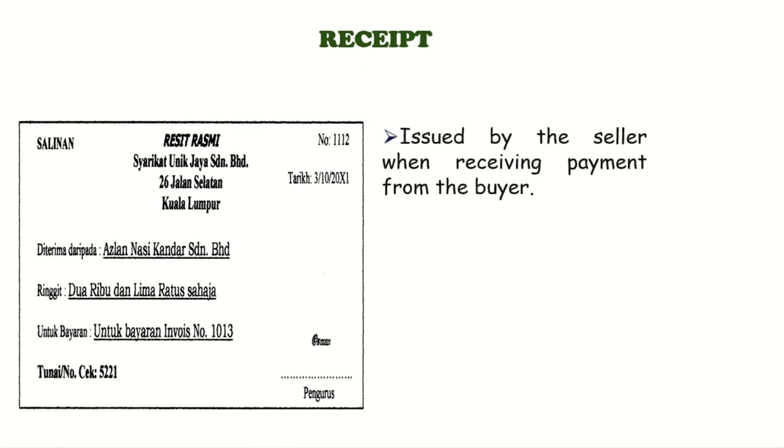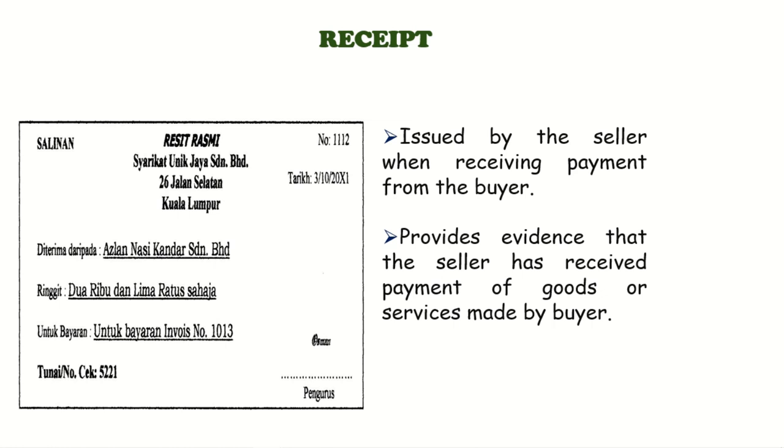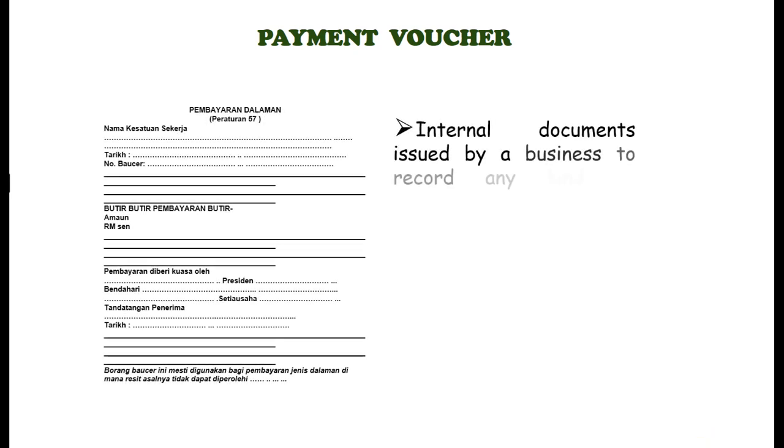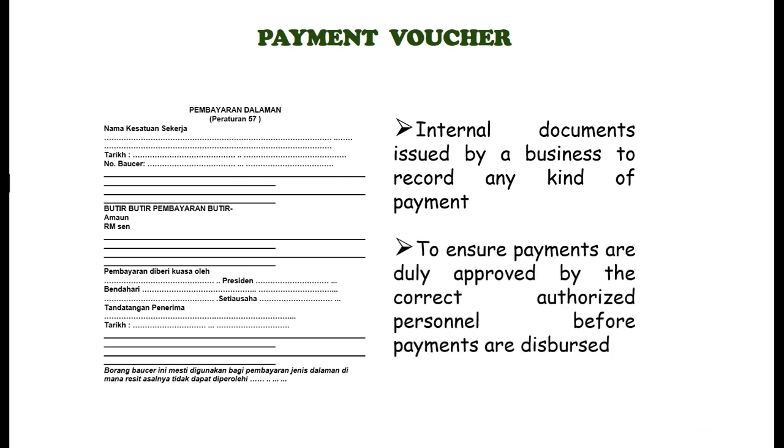Receipt. A receipt is issued by the seller when receiving payments from the buyer. It provides evidence that the seller has received payment for goods or services made by the buyer. Payment voucher. A payment voucher is an internal document issued by a business to record any kind of payment. The purpose is to ensure payments are duly approved by the correct authorized personnel before payments are disbursed.